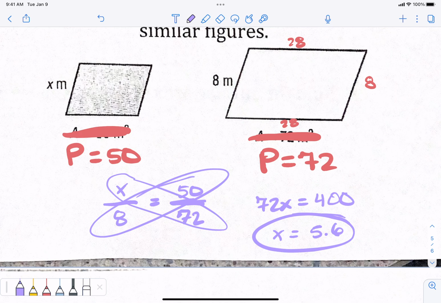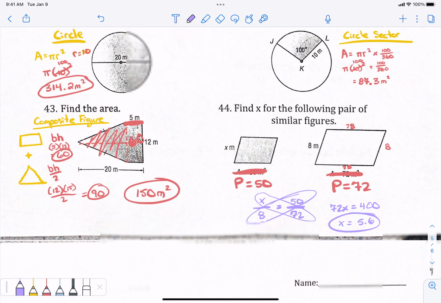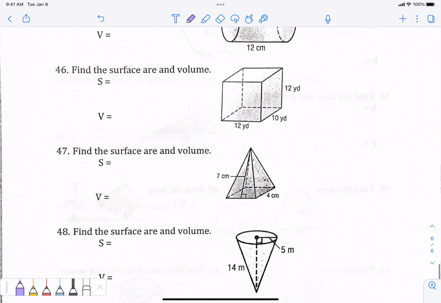Area is a little bit different. Area is squared, so it's not quite the same relationship. But for perimeter, you can just set up a proportion. Very nice. So make that change on there, that it's perimeter, not area, because that's what it will be on the test.